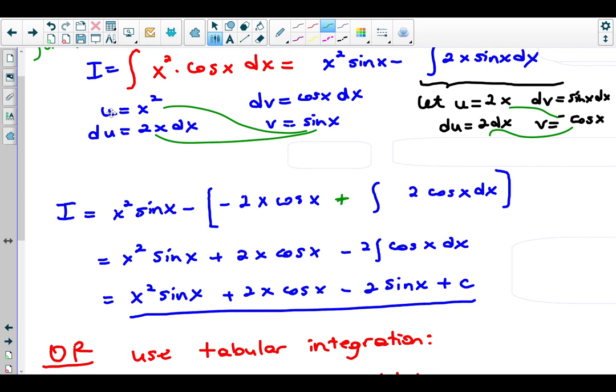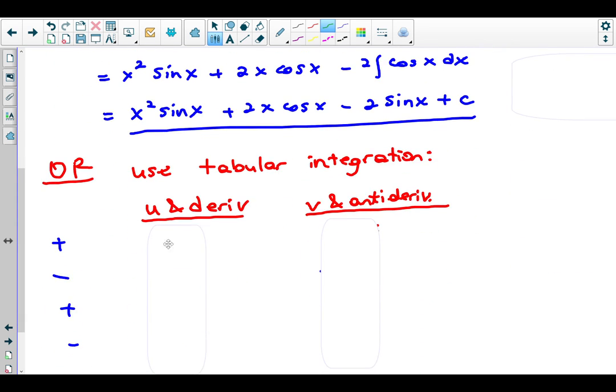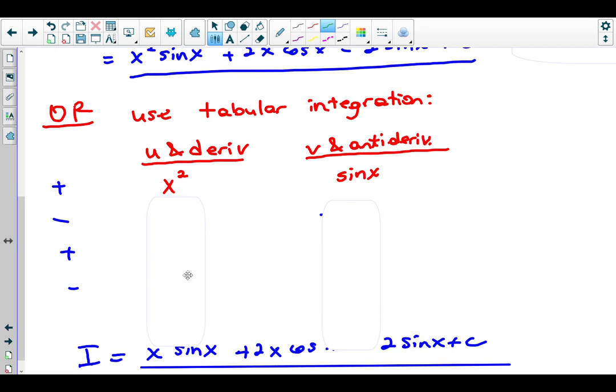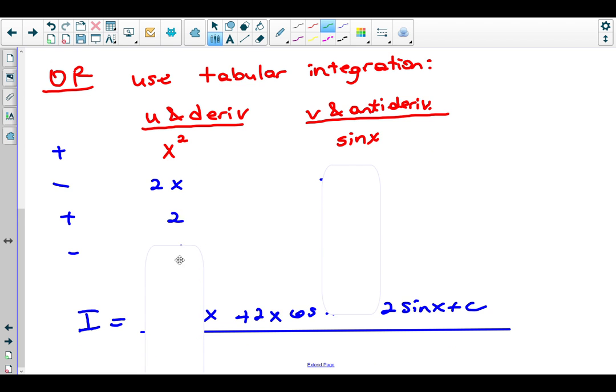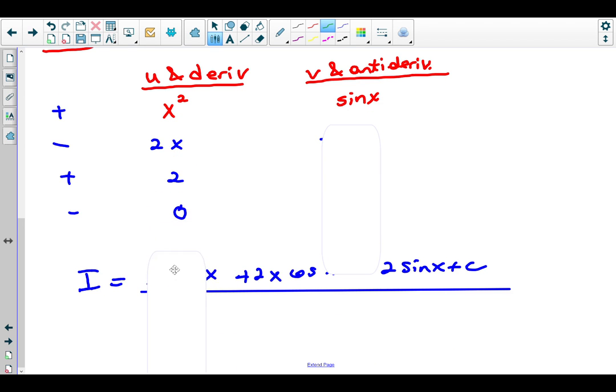Okay, so this first step, though, you still have to write it out: u, du, dv, v, and everything. Okay, but now that we know u is x squared and v is sine x, we can put them in here. So u is x squared, v is sine x. Okay, so in the first column, you keep differentiating. Derivative of x squared is 2x. Derivative of 2x is 2. Derivative of 2 is 0.